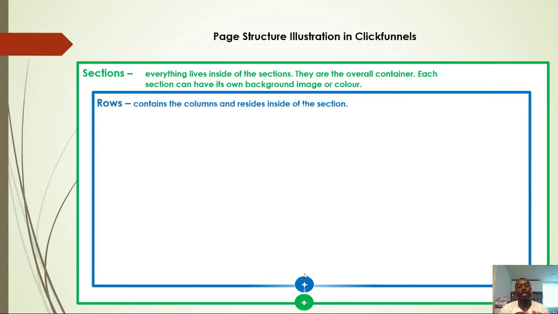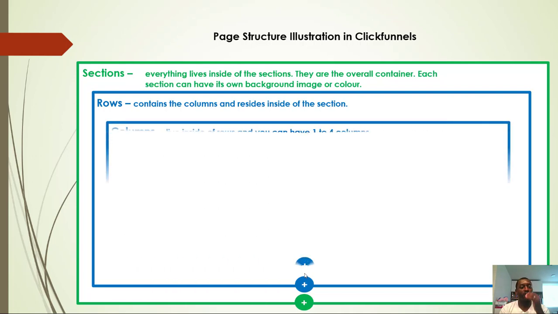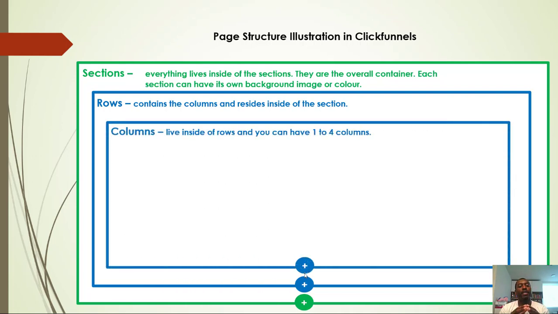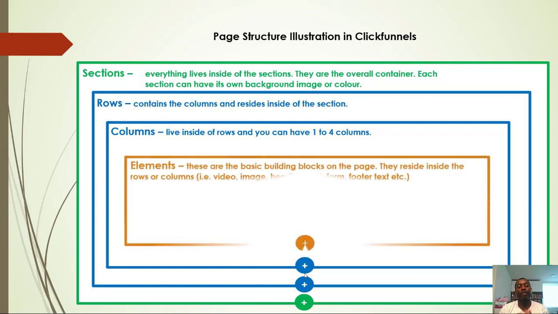Then within a section you have a row, and these rows may contain columns, and once again they reside inside of the section. Then you have columns, and they live inside of the rows, and you can have one to four columns. And then you have elements, and these are the basic building blocks on the page. They reside inside of the rows or columns, and elements are things like video, an image, a headline text, a form, a footer text, and many more items.